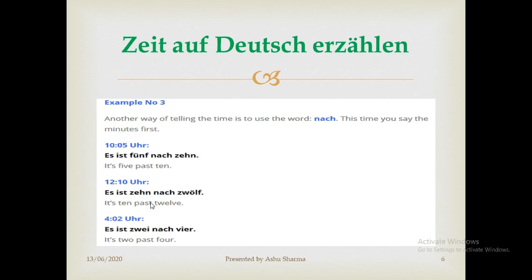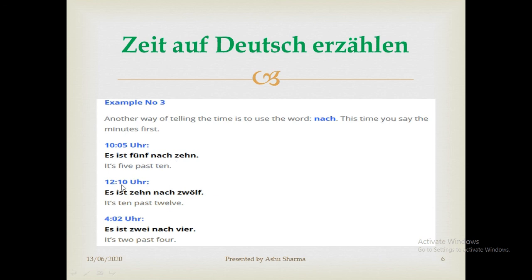Another way of telling the time is to use the word nach. This time you say the minutes first. Suppose we have 10:05. We say: es ist fünf nach zehn. It's 5 past 10. Here the 5 minutes comes first, then nach, and then 10. So it's a past.